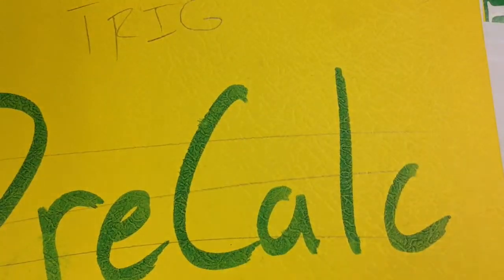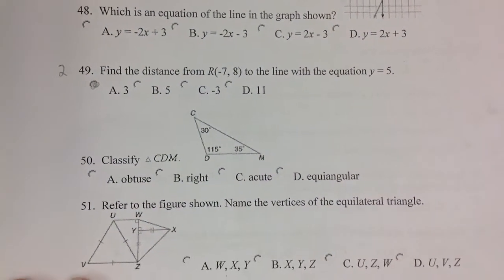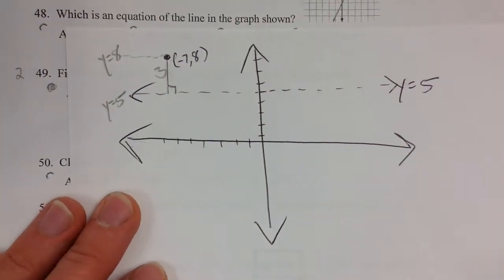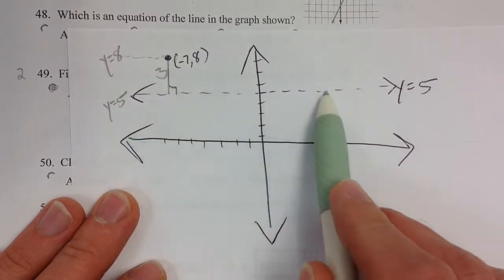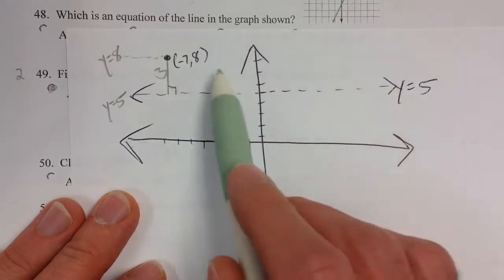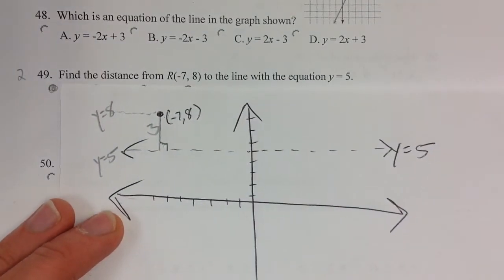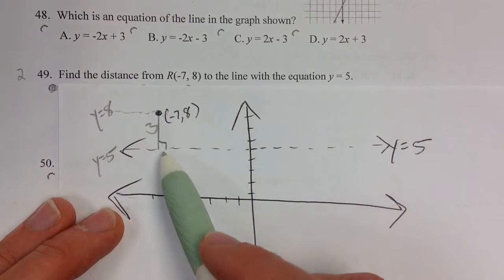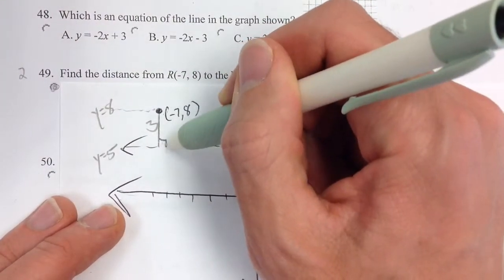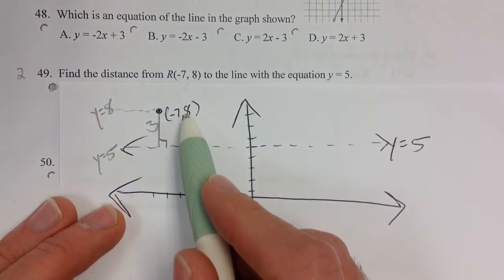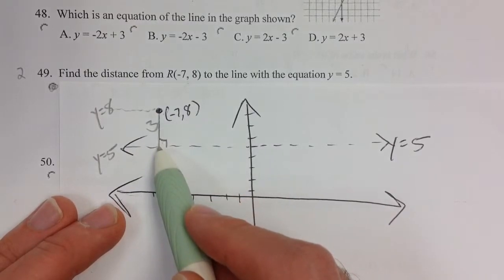If you were able to answer any of those on the board correctly, give yourself a pat on the back. 49 I remember covering as well. Just to recap, you have the line y equals 5. It's a horizontal line. You have this point, (-7, 8). They're asking for the distance from the point to the line. Well, just drop an altitude, and as you can see, it's 3 units away, because your y-coordinate here is 8, and your y-coordinate here is 5. 8 minus 5 is 3.